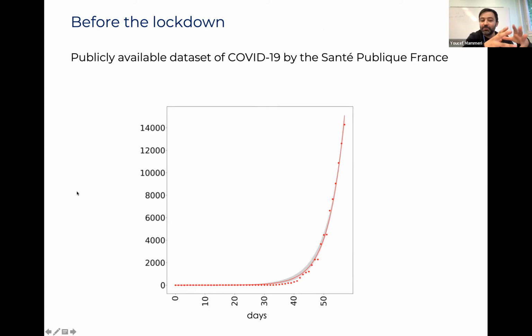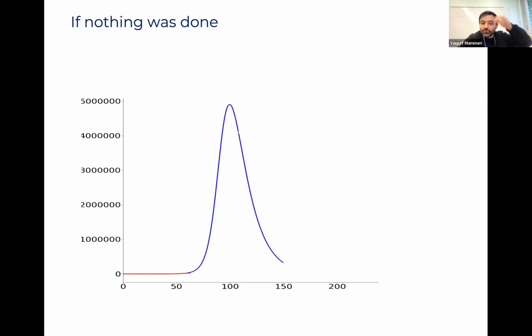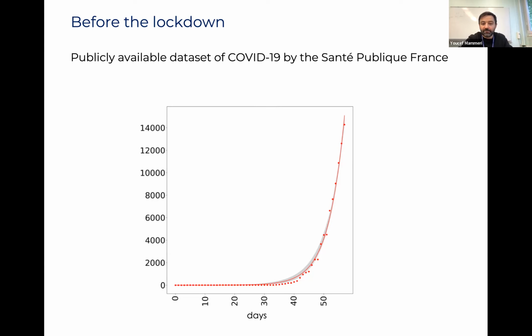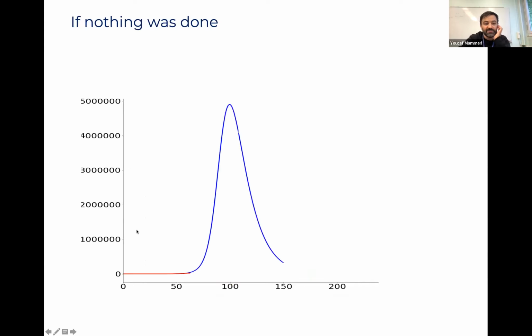So what happened with the model? I take exactly my model, I try to find the parameters and run the simulation. So this is what I get. The dots are the data for the first 15 days in France, and the red curve is the simulation, the best simulation. And if you just let the model run with this data, what will happen is this, the blue curve. You will get 5 million people infected.